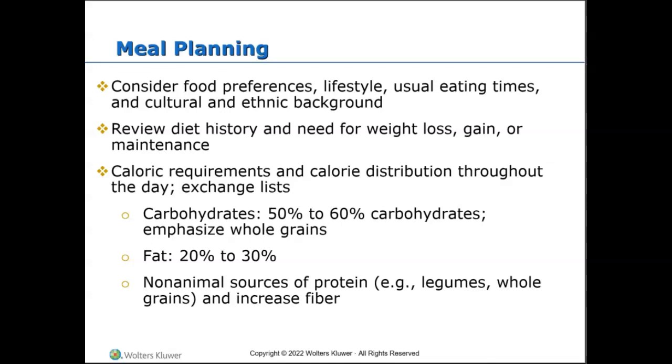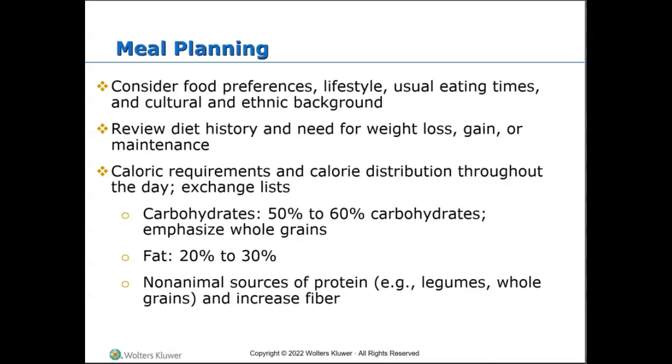Recommended carbohydrate intake daily should be about 50 to 60% of the caloric intake. 20 to 30% of caloric intake should come from fats, and the remaining 10 to 20% should come from protein. The majority of the carbohydrates should be from whole grains and vegetables and not from concentrated sweets. So again, the majority of the carbs should be coming from complex carbs like whole grains and veggies and not from simple carbs like sugar.